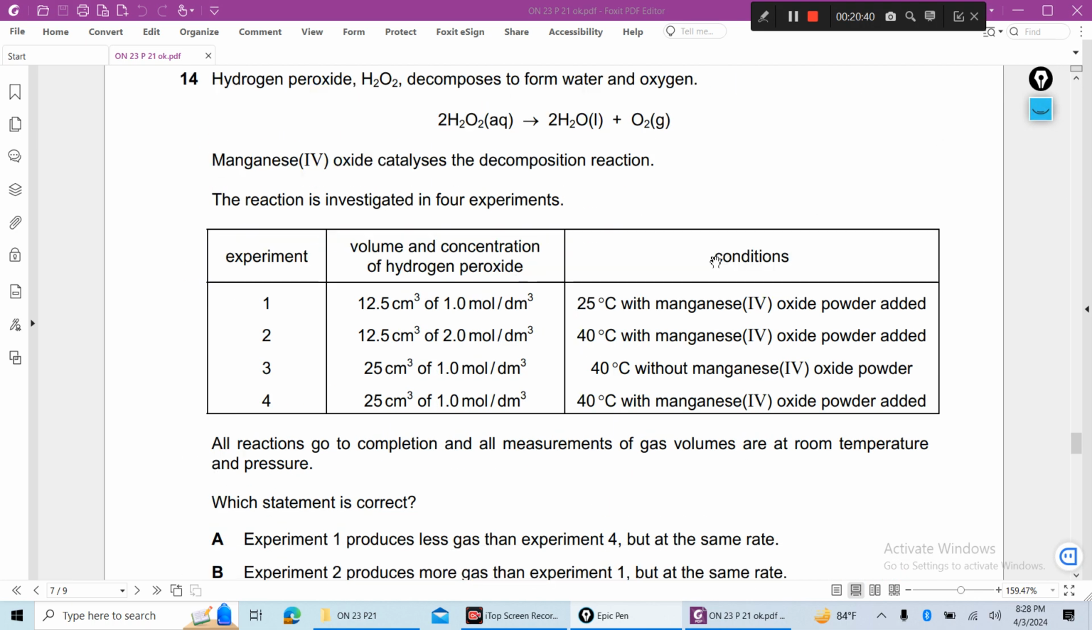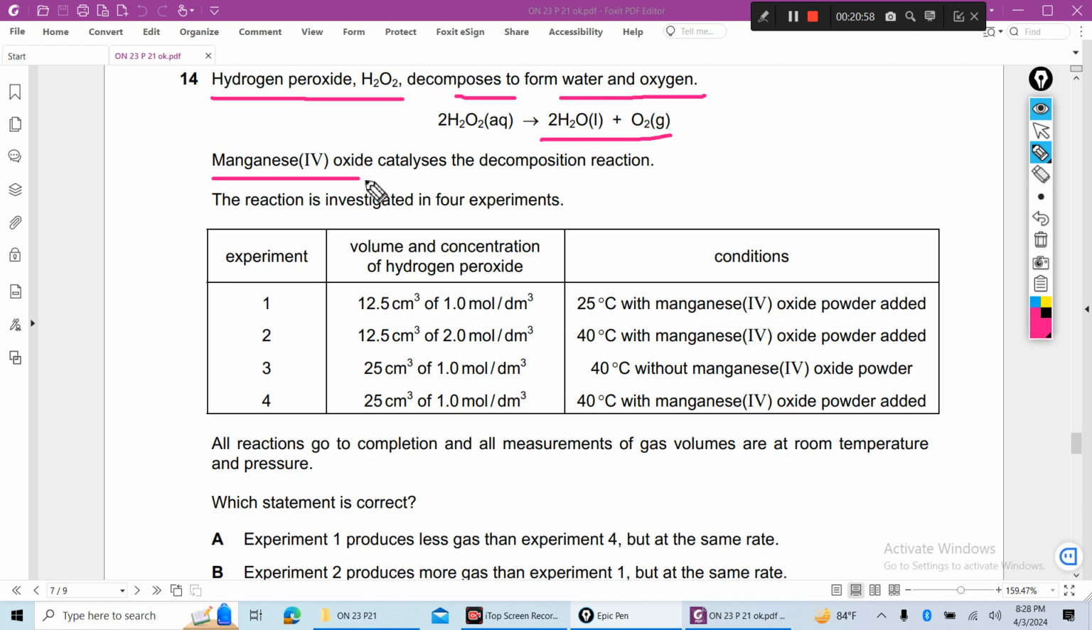Then number 14, hydrogen peroxide decomposes to form water and oxygen. This is the reaction. Manganese(IV) oxide catalyzes the decomposition reaction.